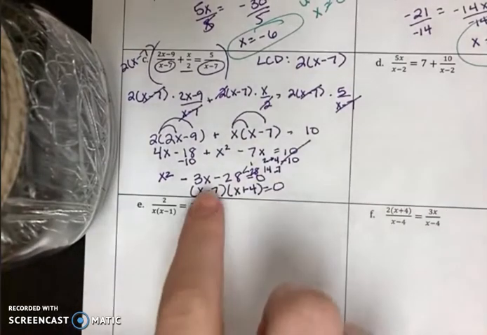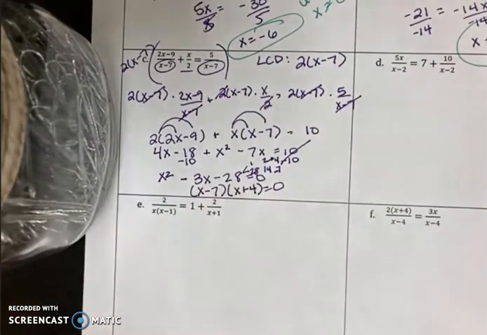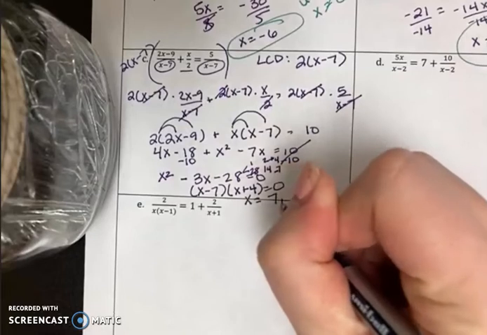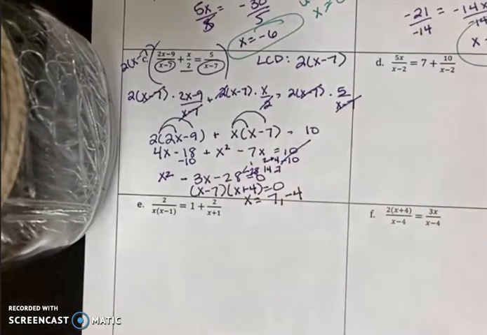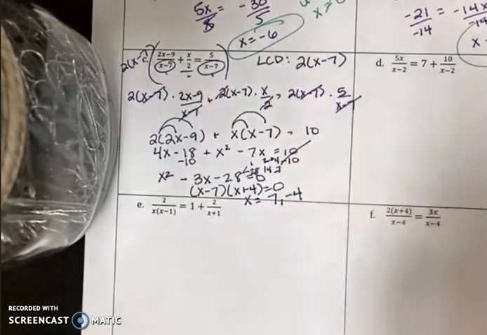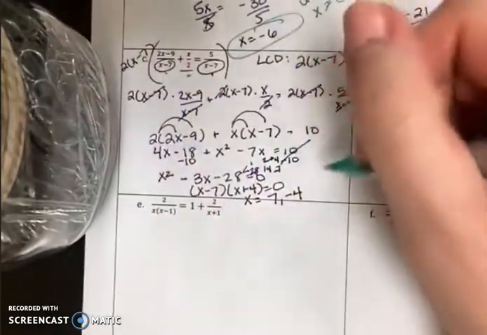And I'm going to have to set each equal to 0 to get my two possible solutions. So x could either equal 7 or negative 4. But remember, I have to check for extraneous solutions. So going back and looking at the original denominators, setting each equal to 0, it's going to be undefined.